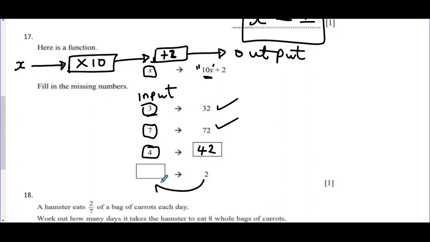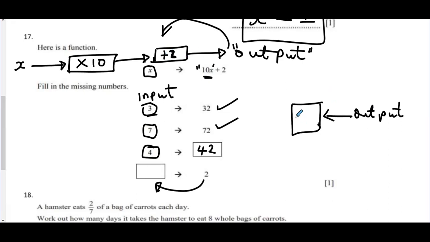Now this you need to reverse. To answer this question, you need to reverse the function machine. How do we reverse that function machine? I'm going to go back to the function machine and start reversing this. We start with our output as usual. The output starts there. And when you reach here, this will not be add 2. Instead, it will be minus 2. And the next one, instead of multiply by 10, will be divide by 10. And there you get your input.